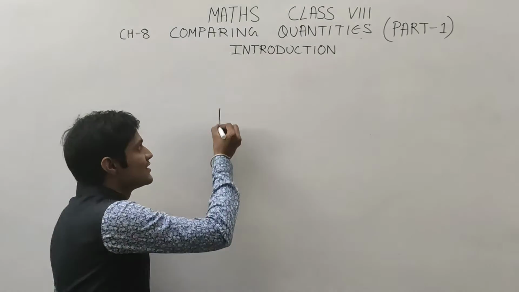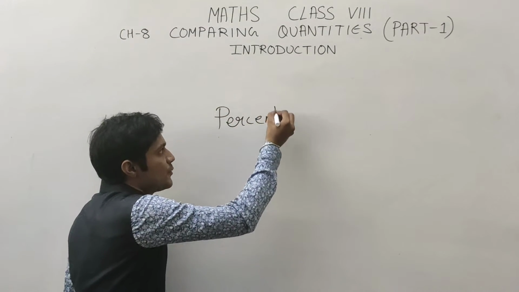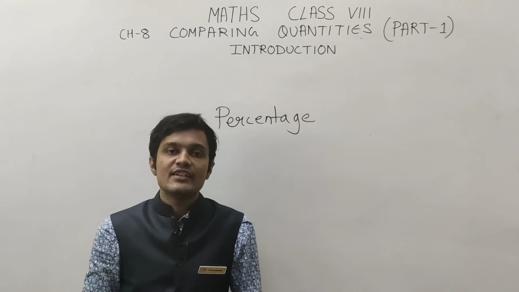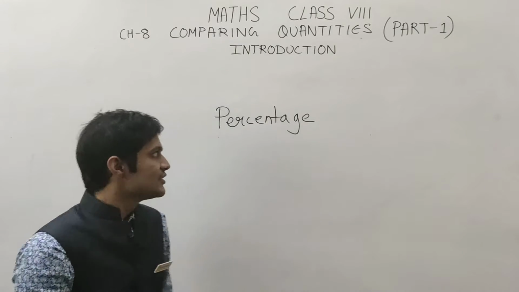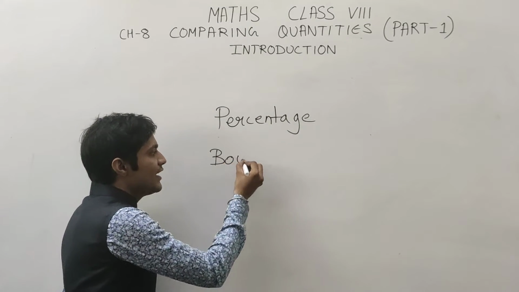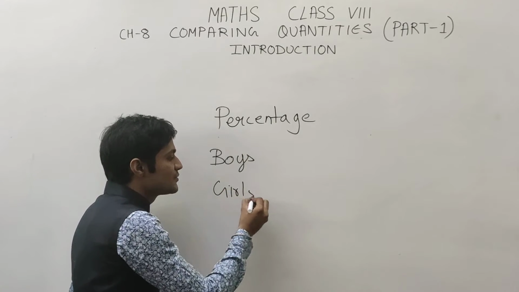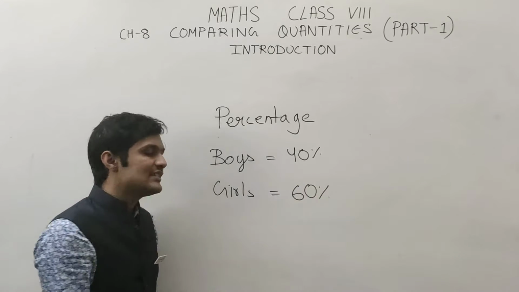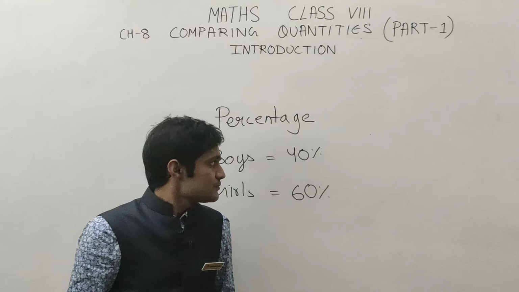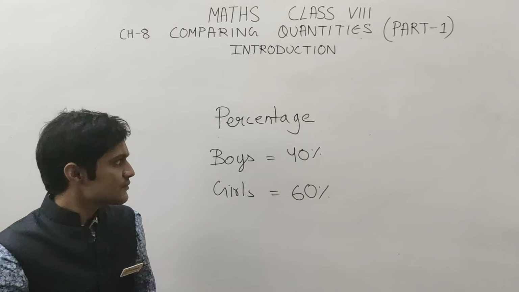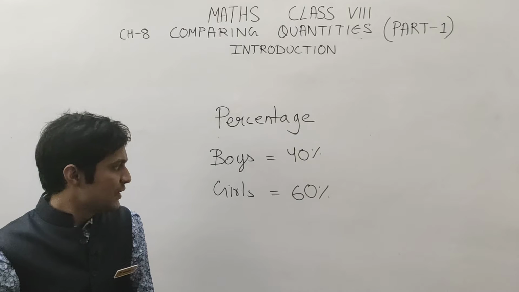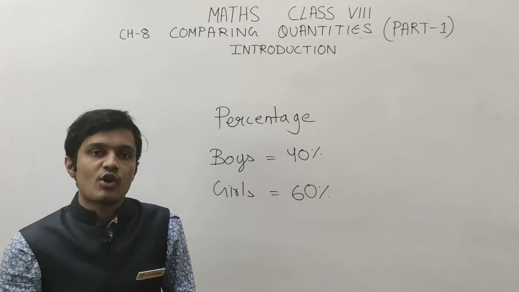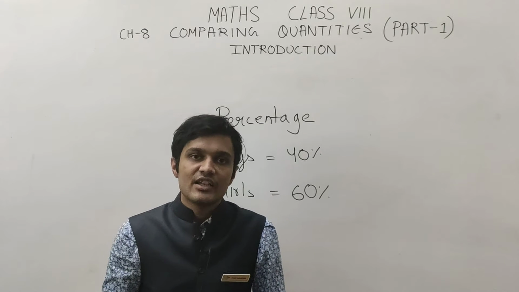So next topic is percentage. So what is percentage? Percentage means the value of any quantity with respect to 100. Suppose if we say that the boys and girls percentage in a class is 40% and 60%. That means if total students are 100, then number of boys is 40% and number of girls is 60%. This represents that there are 40 boys and 60 girls in the class.